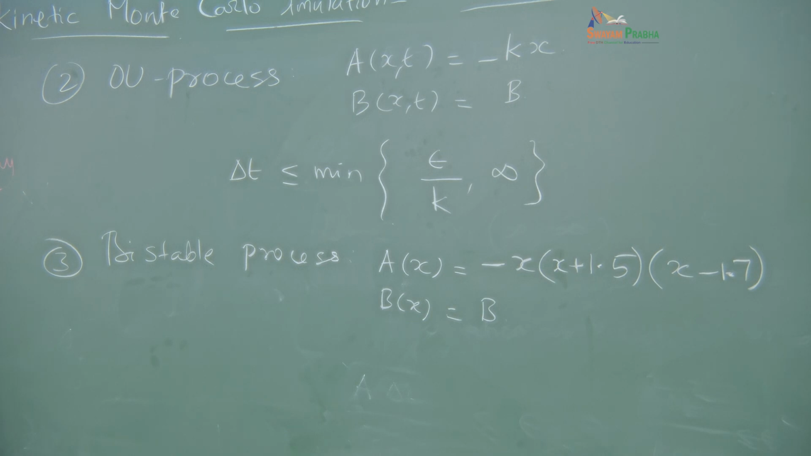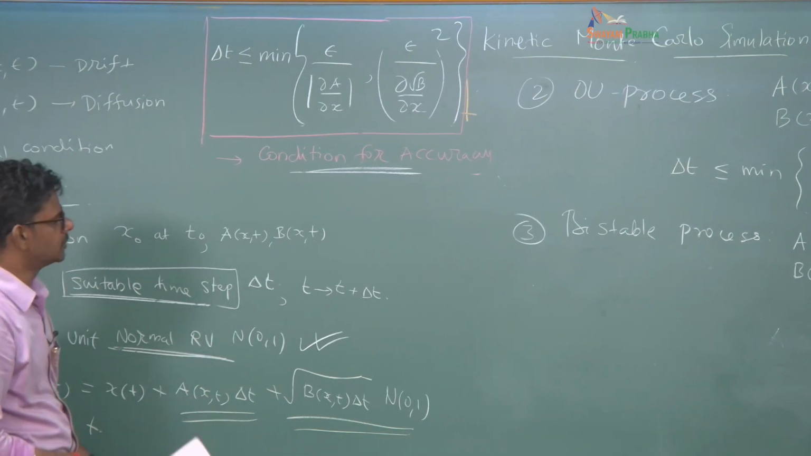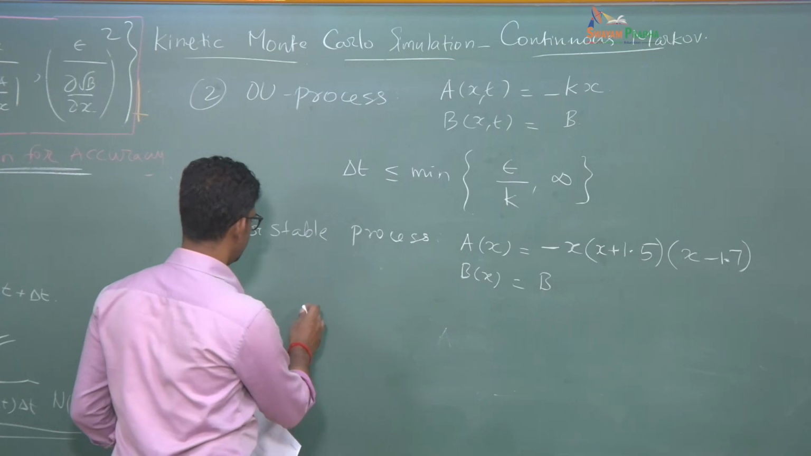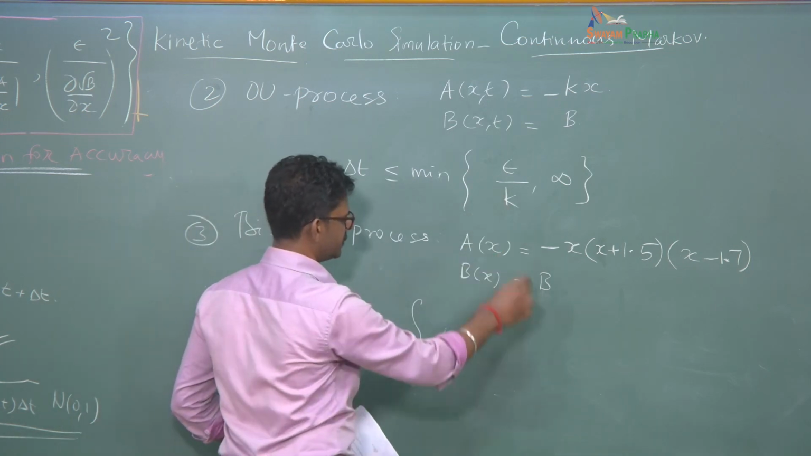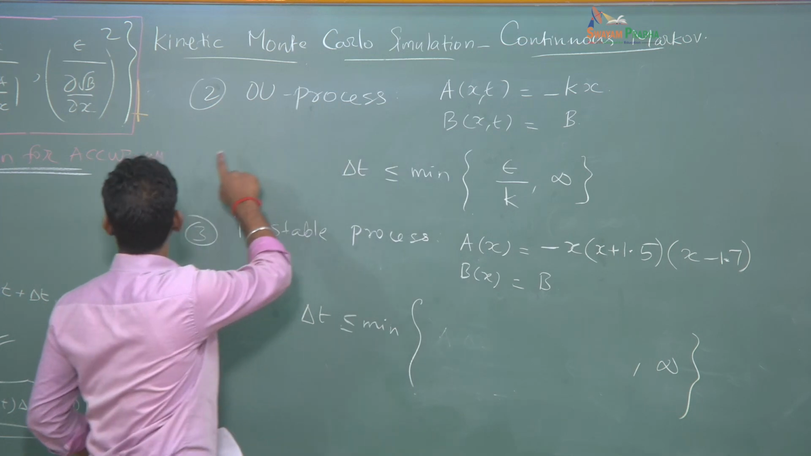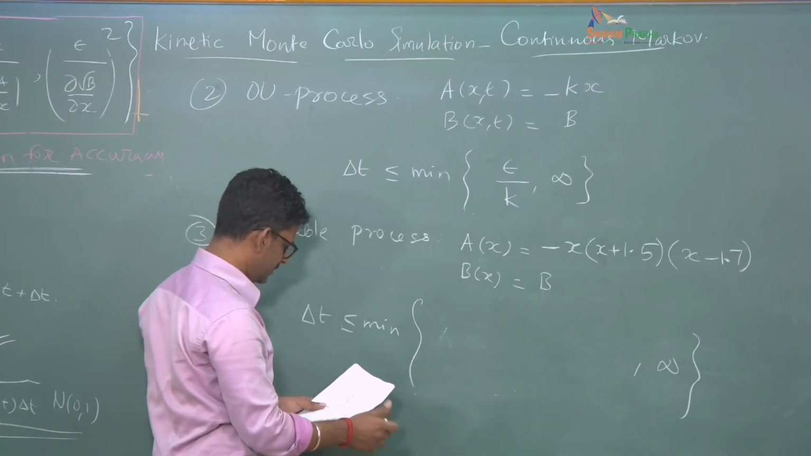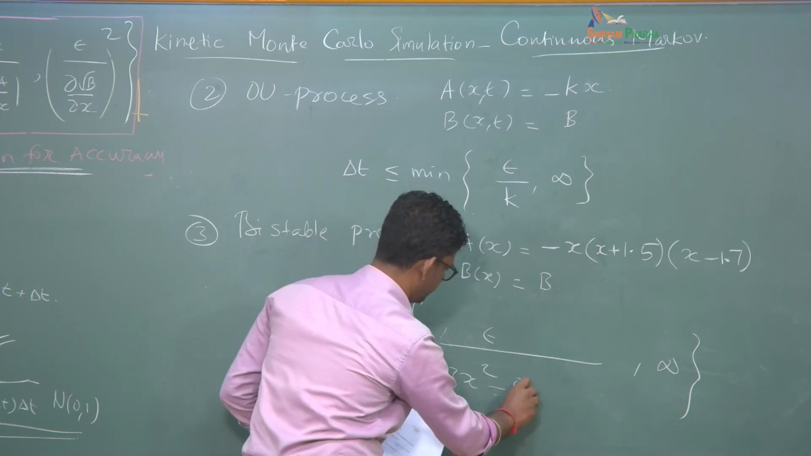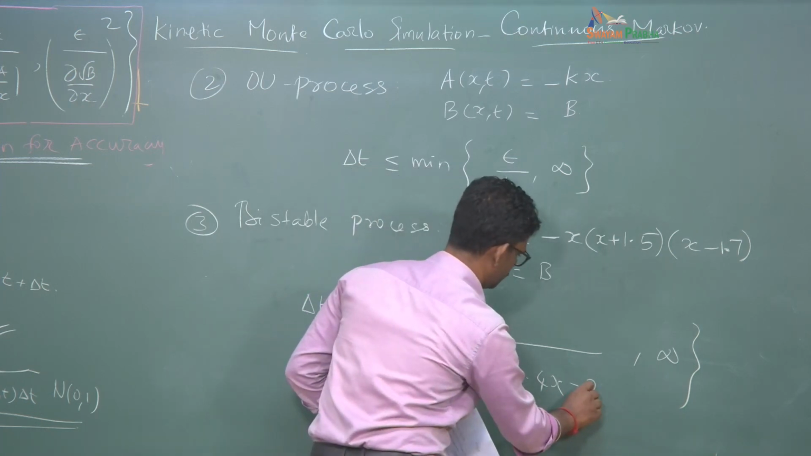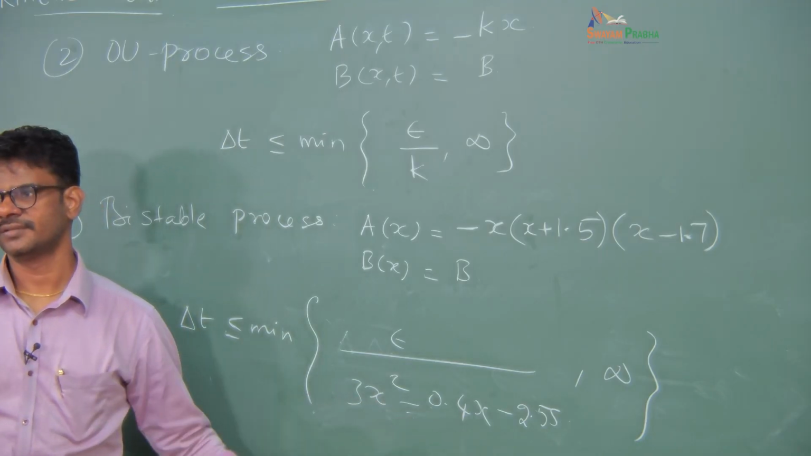So, in this case, when you have cases like this, you will see that delta t is going to be the minimum of... since b is constant, the other term is infinity, but this epsilon by dou a by dou x, the first derivative, when you take it here, you are going to have something like epsilon by 3x square minus 0.4x minus 2.55. So here you can see that the delta t depends on the current state value x.